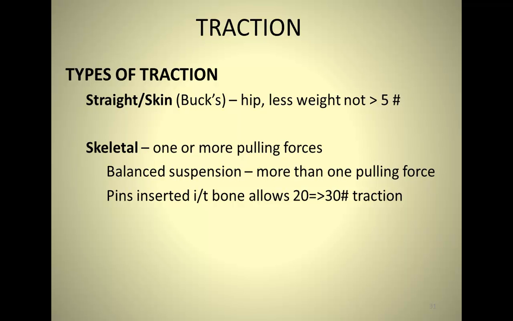Okay? Balanced means that there's more than one pulling force. Because if you've got, like, a hip or something where you need to have equal traction pulled at maybe a 45-degree angle, or I don't think I've seen 90. I've seen 45, where you need to have two different angles pulled out, on a certain area of the body to maintain proper alignment. You've got to pull it at two different angles, and then you'll have traction from those areas.